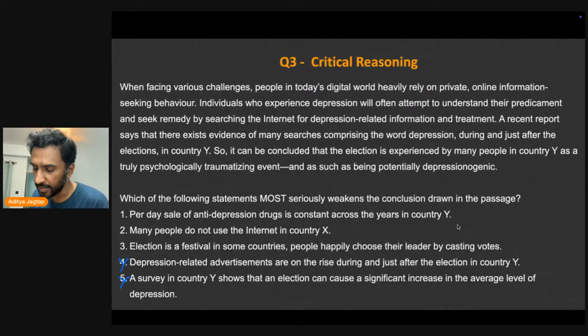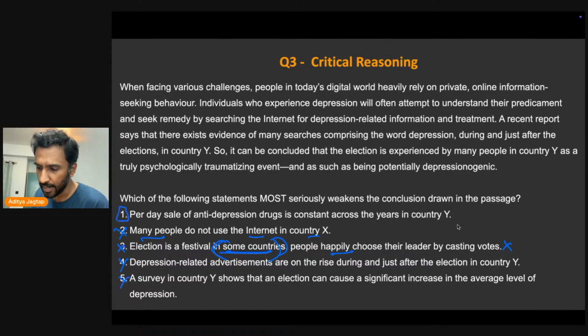Let's look at 3. Election is a festival. People happily choose their leader. In some countries, this doesn't apply to our case. So option 3 is invalid for saying some countries. Option 2: many people do not use the internet in country X. This is not about depression during elections at all. This is not about country Y at all. So option 2 is invalid.